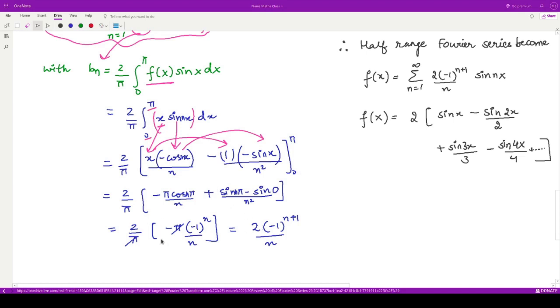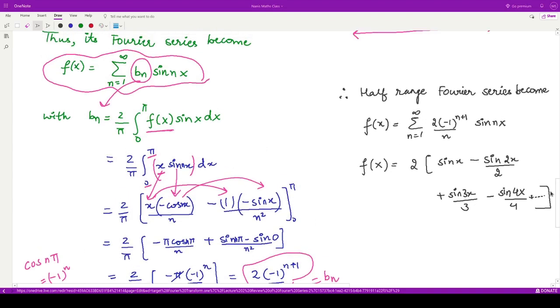When you substitute the limits and solve, because you know the value of cos n pi is equal to minus 1 raised to power n, and sine n pi is equal to 0, and sine 0 is 0, ultimately you have Bn as 2 into minus 1 raised to power n plus 1 divided by n. So this is the value of Bn that we have obtained. So we can substitute this value back into our Fourier series expansion. We would have f of x is equal to the summation, n varies from 1 to infinity, of Bn into sine nx.